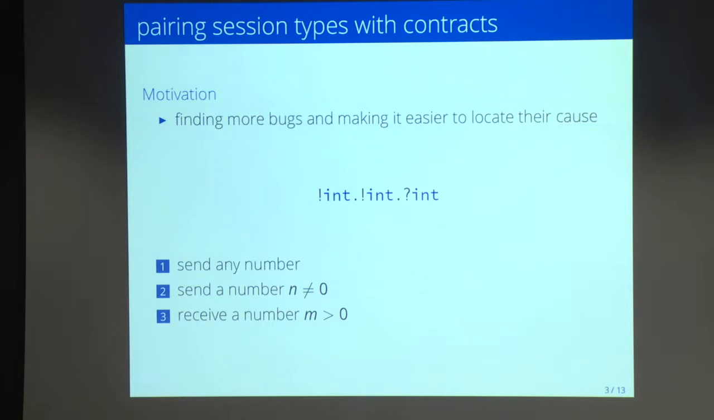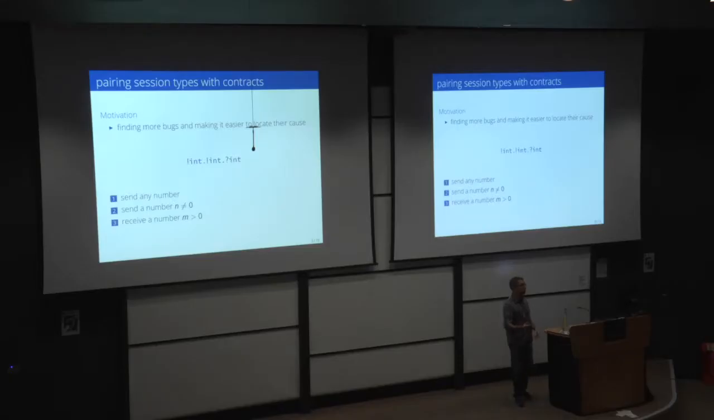the two processes. So for example here, if we take the session type bang int, question mark int, we might want to be a little bit more precise. And for example, we might want to say that the second integer number that is sent in this session is supposed to be different from 0. And similarly, we might want to say that the integer number that we receive at the end of the communication in this case is supposed to be a strictly positive number.